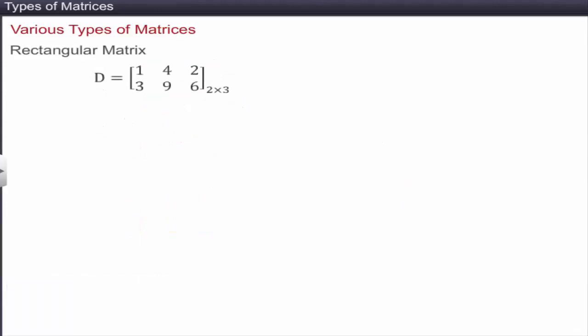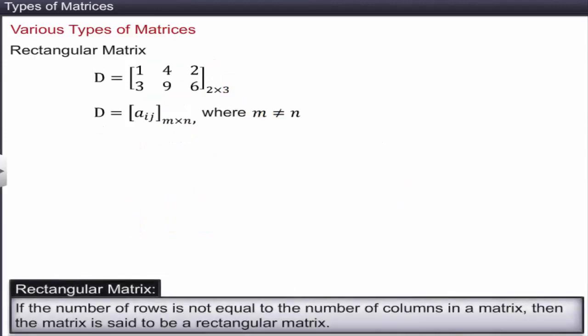In the matrix shown here, the number of rows is 2, whereas the number of columns is equal to 3. General representation of a rectangular matrix of order m×n is shown here. In this matrix, m is not equal to n. If the number of rows is not equal to the number of columns in a matrix, then the matrix is said to be a rectangular matrix.